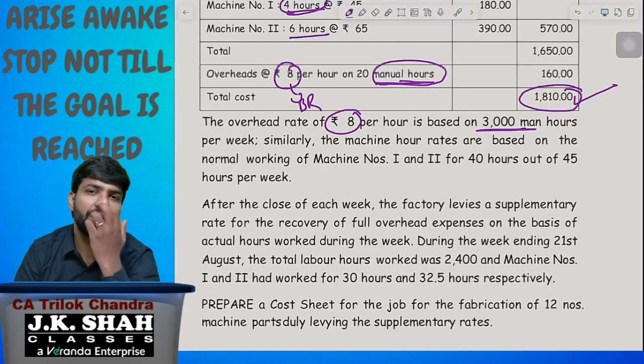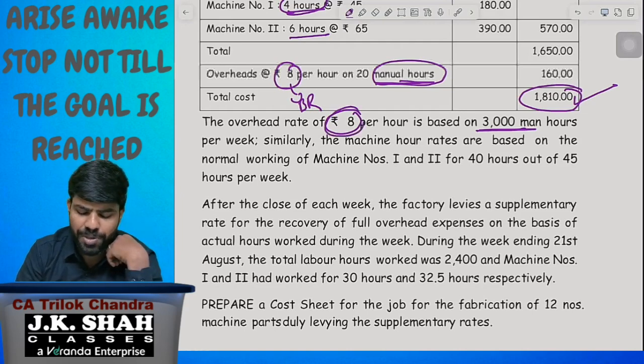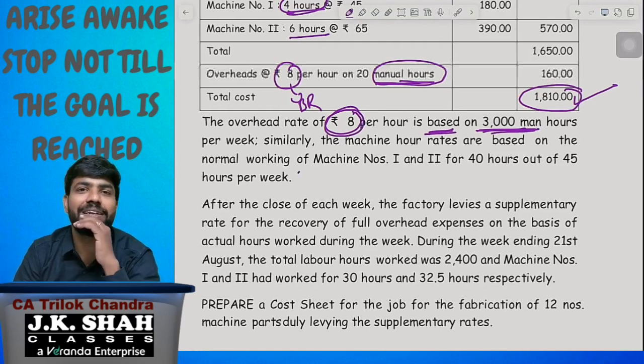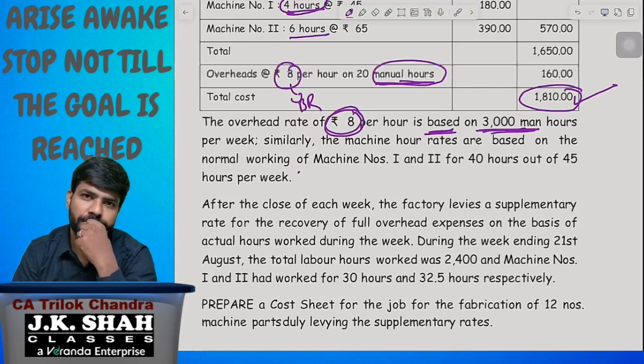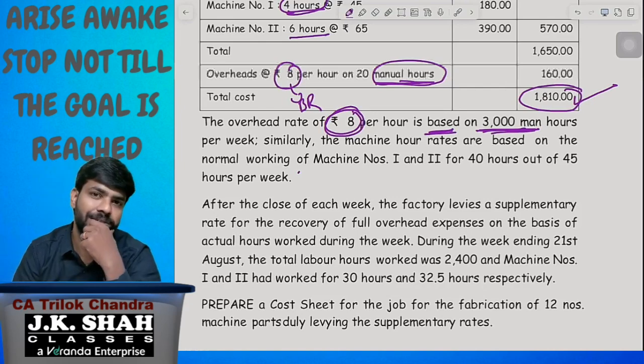Look at the wording. What have they given in the question? The overhead rate of 8 rupees per man hour is based on 3000 man hours. That 8 rupees is a budgeted rate. Sir, where do they mention that absorption will happen at the budgeted rate? The 8 rupees is calculated using 3000 man hours. So 3000 man hours is the budgeted man hours.